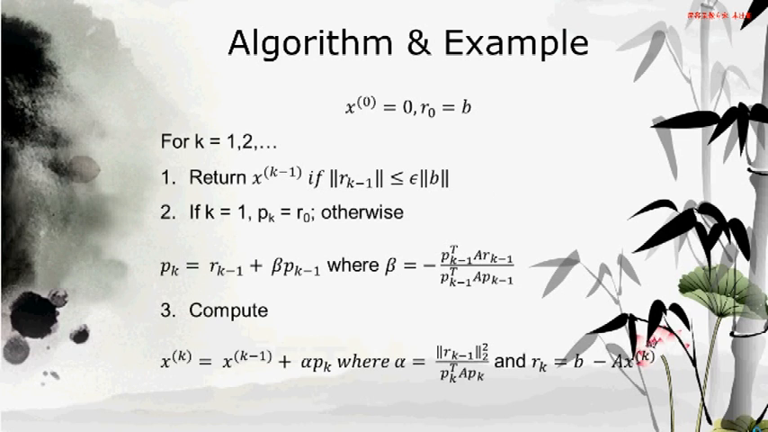After calculating the p in each step, you can update the xk with p and the step size alpha calculated in this equation. You can update the xk in every step, and after xk, you need to update the residue rk in each step, which is defined as b minus A xk.